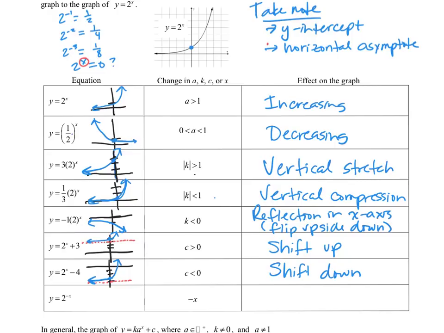So it will have a y-intercept of 1, a horizontal asymptote at the x-axis, but it will be a reflection, okay? So this will be a reflection in the y-axis, or another way that we can say that is it flips sideways. That's not very technical. Okay.